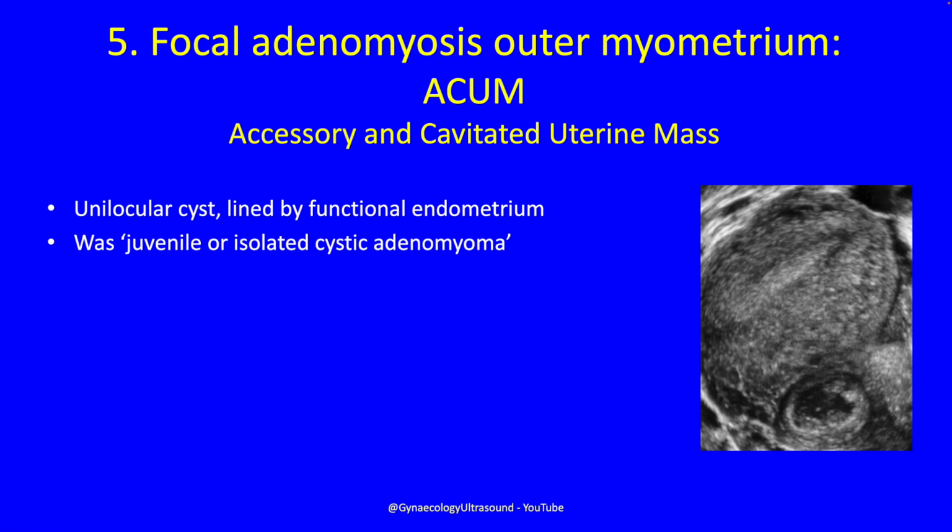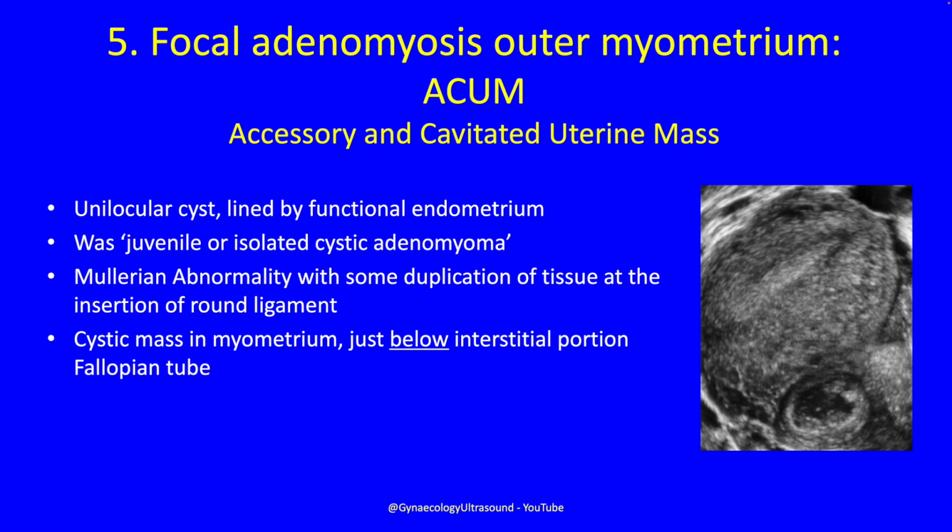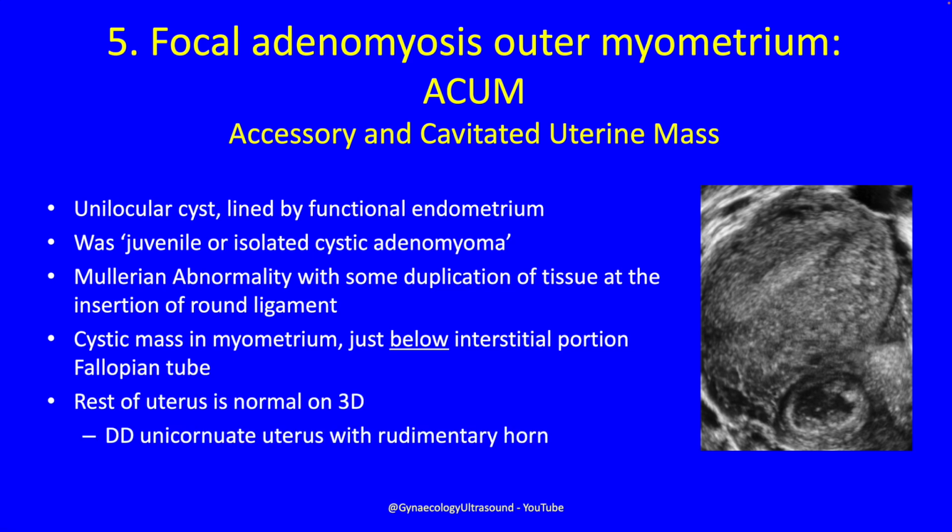It used to be called a cystic adenoma, juvenile cystic adenoma, and it's in fact a Müllerian abnormality, which is what we were talking about at the beginning, where you get some duplication of Müllerian tissue at the insertion of the round ligament, so it's in one particular place, always just below the interstitial portion of the fallopian tube. The rest of the uterus is normal on 3D, and that's important so that you don't think this is a unicornuate uterus with a rudimentary horn. This looks unicornuate in this view, but that's because it was the only way to get this in, but in fact it had a lovely normal triangular shape in the coronal plane.